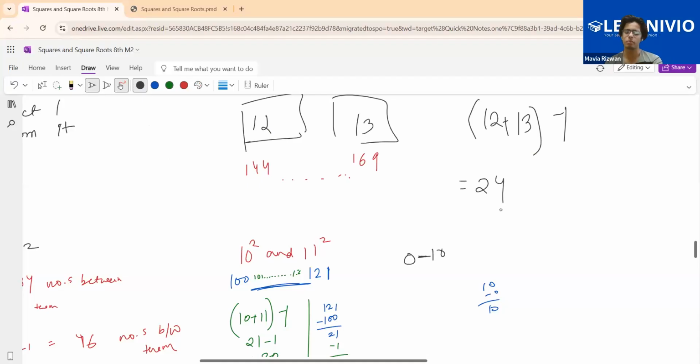Is this clear to all of you? How to find the numbers between two square numbers, and they should be consecutive. Sure.